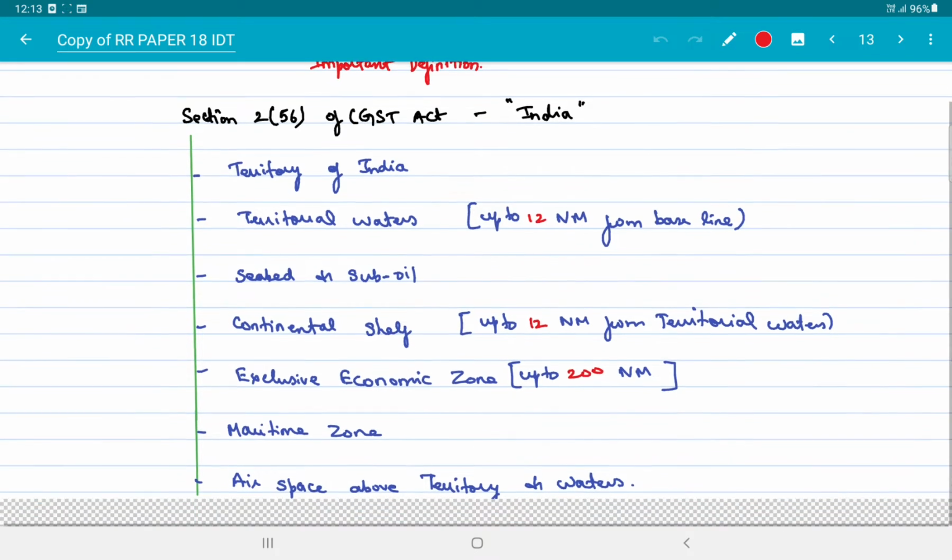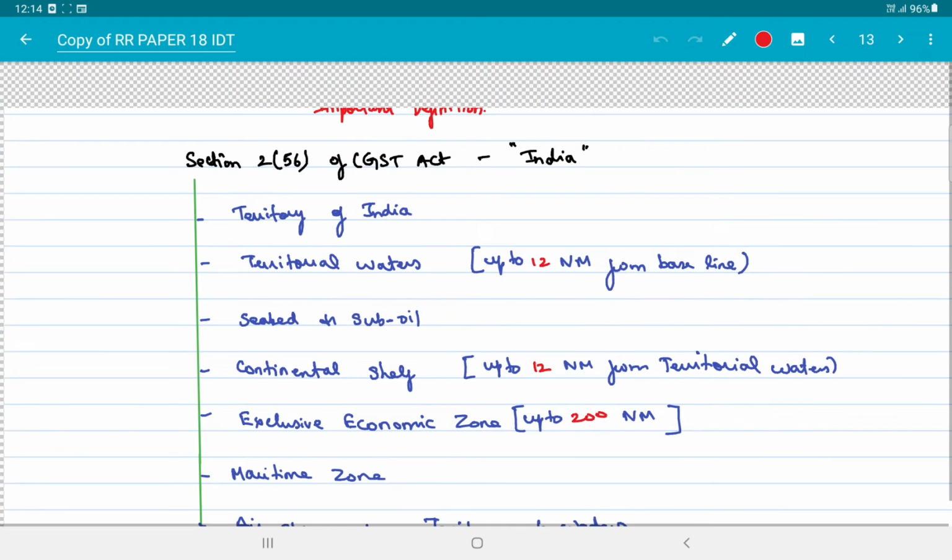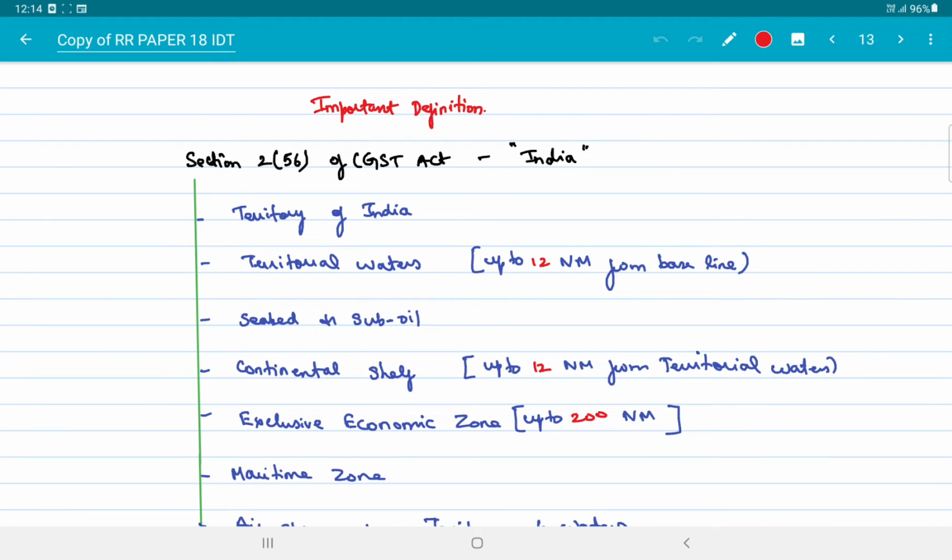Let's move to some important definitions. All these definitions are covered in section 2. The first definition we are going to cover today is section 2(56) of the CGST Act.